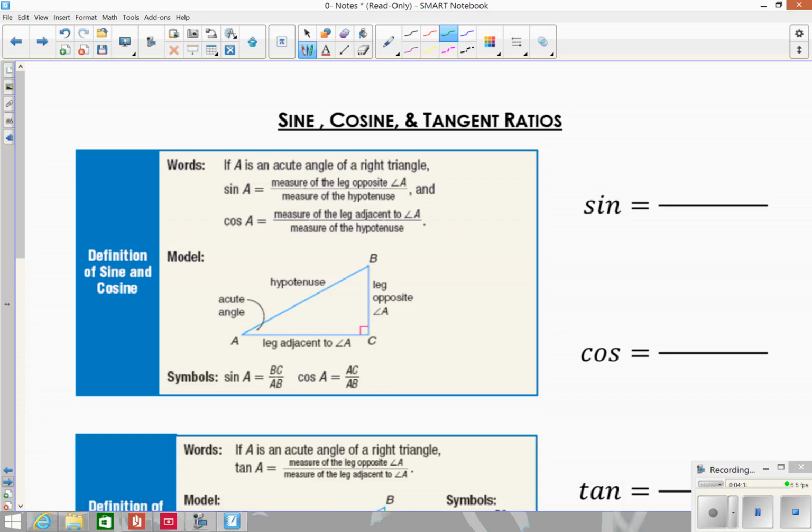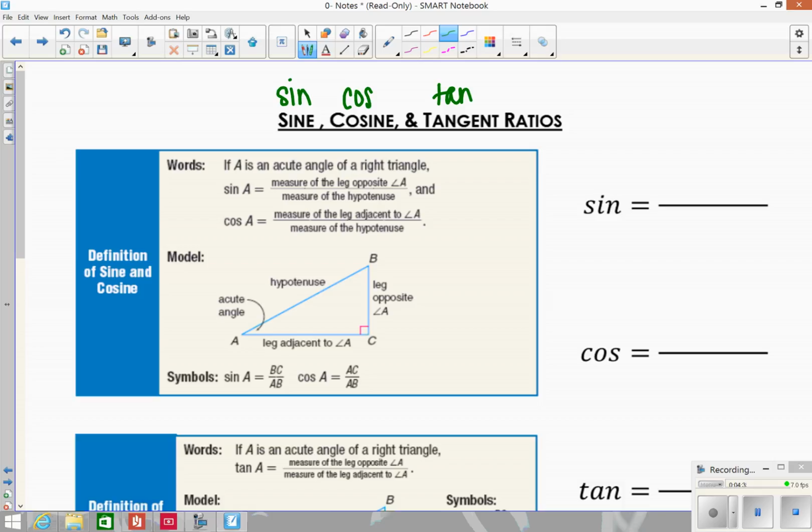Now, you've probably seen these buttons on a calculator: sin stands for sine, cos stands for cosine, and tan stands for tangent. You've probably seen those three keys, and they relate to these ratios.